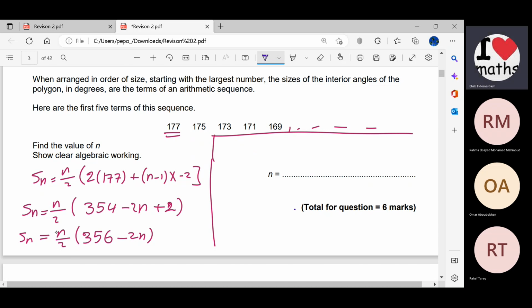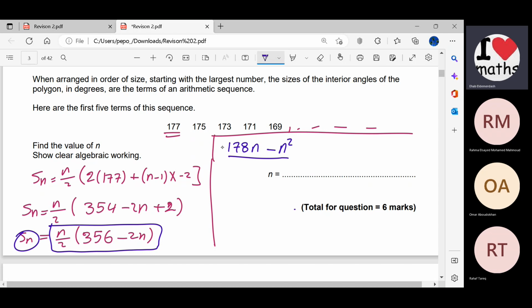Somebody, guys, simplify this one for me. n over 2 into this amount will be 177 what? 178n. Don't forget the n. So n over 2 into this amount will give me 178n minus 2n, multiplied by n over 2. This will give me n squared. This is the sum of n.